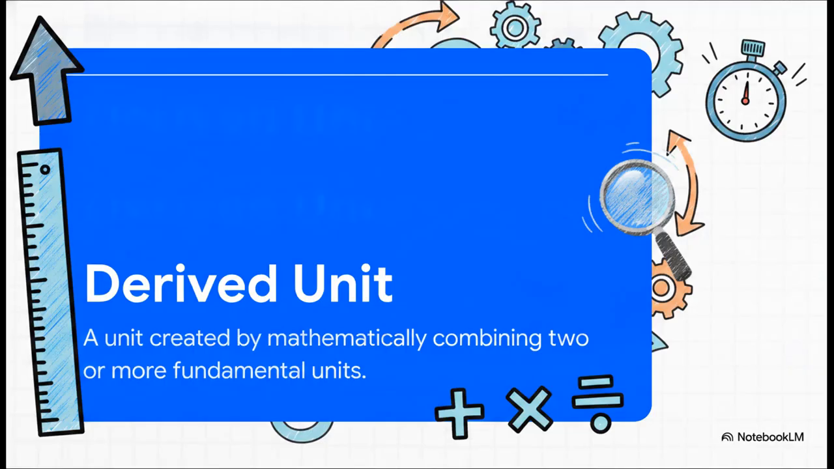Building blocks, derived units. Think of it this way. If fundamental units are the individual letters of the scientific alphabet, derived units are the words and sentences we mathematically form to describe more complex physical realities in our world. By definition, a derived unit is created by mathematically multiplying or dividing 2 or more fundamental units. We use these when we need to measure complex things that we simply can't capture by just slapping a basic ruler against something or clicking a stopwatch. We actually have to use math to build the measurement itself.